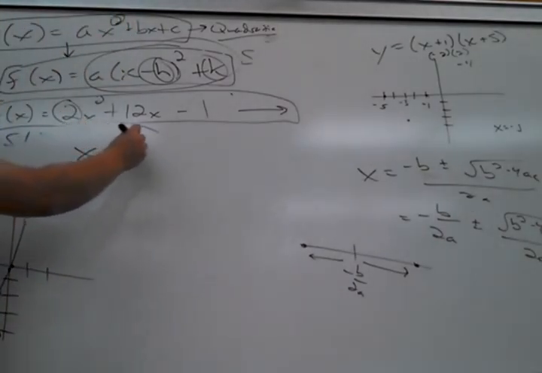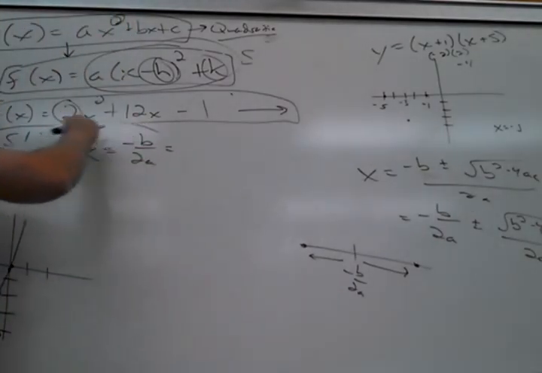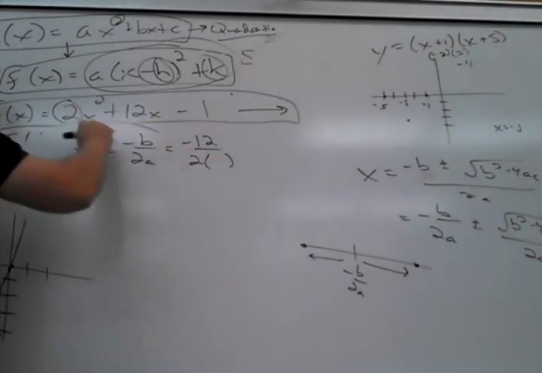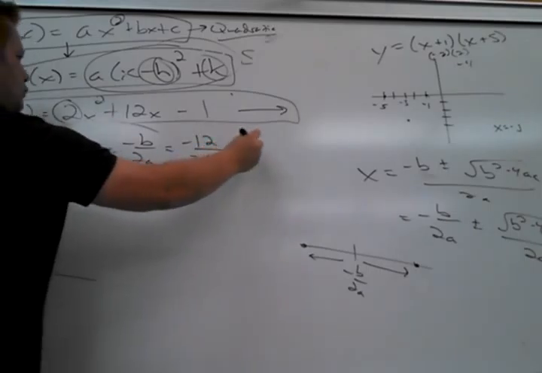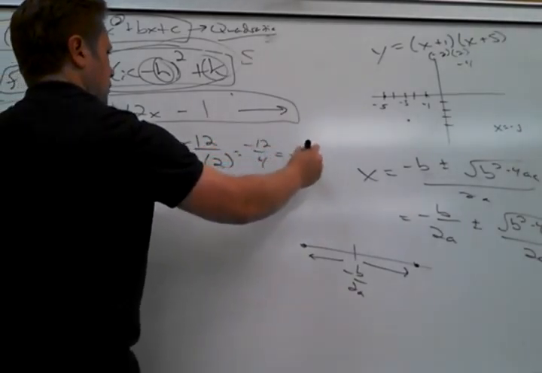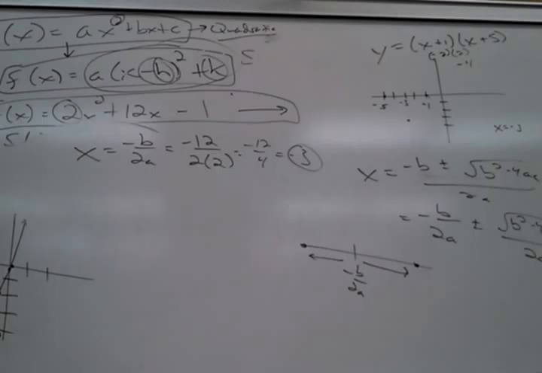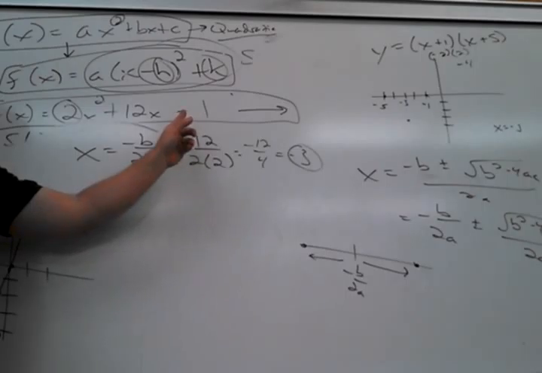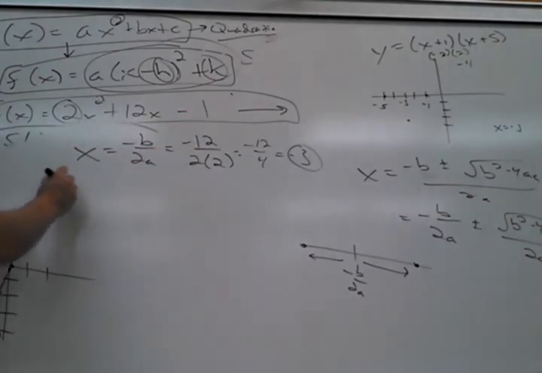The x piece would be negative b over 2a. What's b? 12. What's a? 2. So what's negative 12 divided by 4? Negative 3. That's what we got for the vertex, right? And then how do we get the y piece? You go to f(x) and you plug the negative 3 back in. So what's f of negative 3?